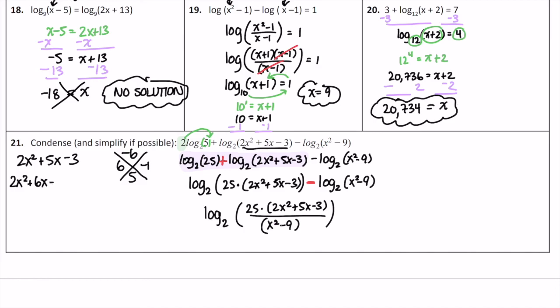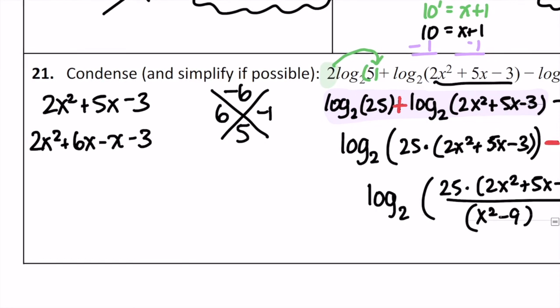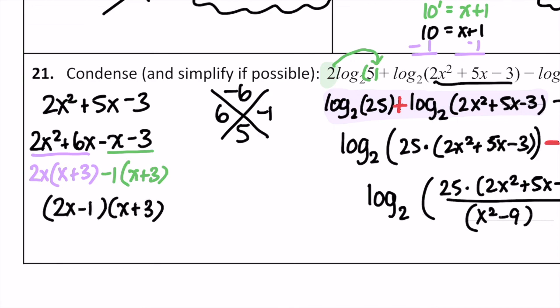And now I can see, using grouping, I can factor this because now it's 4 terms. So the first pair that I have, I'm going to take out the GCF, which is 2x. I have 2x times x plus 3. And for the second pair, I'm going to take out a negative 1. I have negative 1 times x plus 3. Now I've found they have a factor in common, x plus 3. So I have 2x minus 1 times x plus 3. And so that factors to be this.